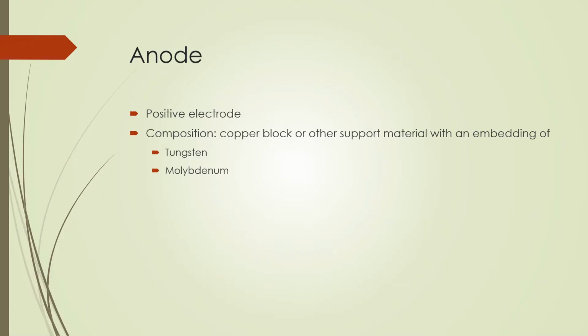Last week we learned about the cathode. This week we shall learn about the anode. The anode is the positive electrode in the X-ray tube. There are two types of anodes, stationary and rotating. The anode composition is usually tungsten or molybdenum metal embedded in a thick block of copper for the case of the stationary anode, or in some other support material like graphite for a rotating anode. We shall look at anode components in the next few slides.